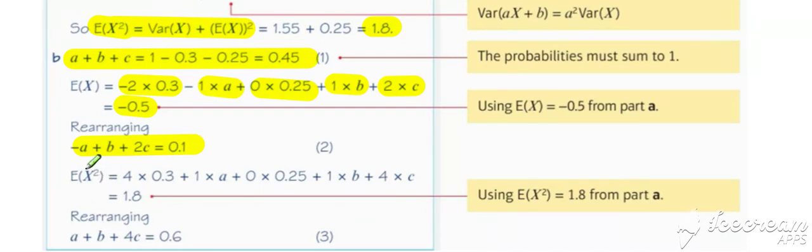And thirdly, using our expected value of x squared that we've just worked out as 1.8, we can do a similar thing and establish an equation in A, B, and C using that information, leading us to equation 3. So from the three bits of information, we get three simultaneous equations, which we now need to solve to find A, B, and C.